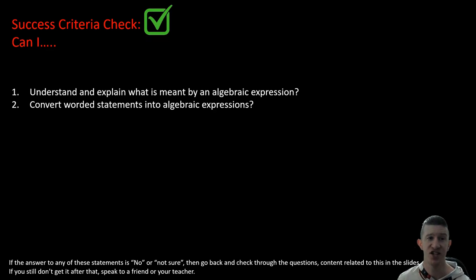So, success criteria check time. Ask yourself, can I understand and explain what is meant by an algebraic expression? And can I convert these worded statements into algebraic expressions that we saw before, and do that accurately? So if you made 0 or maybe 1 mistakes, or now you've looked back at it and you know where you went wrong in those previous questions, you can tick those boxes and we can say we've accomplished this task.